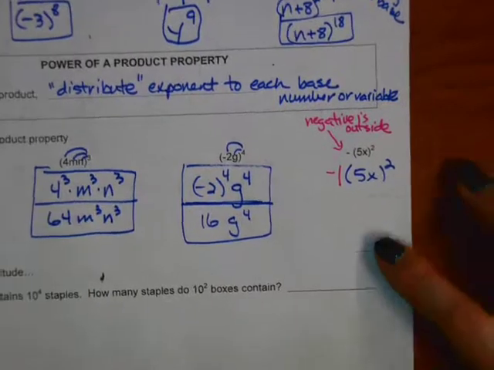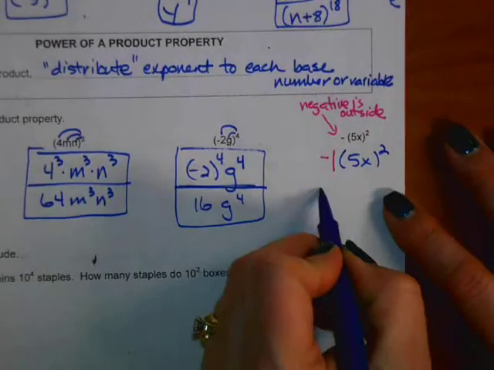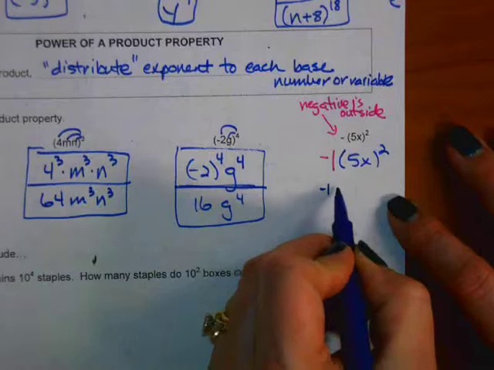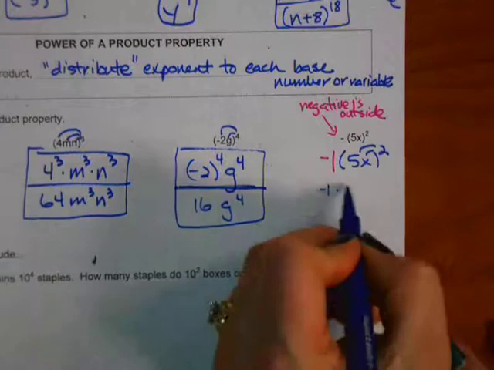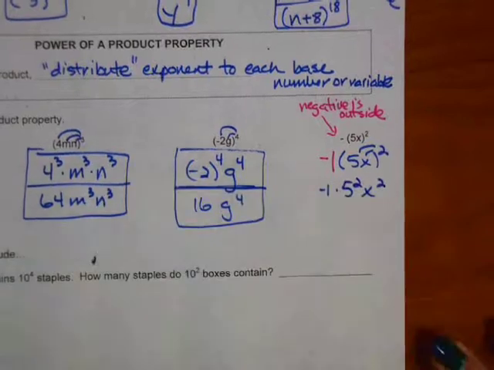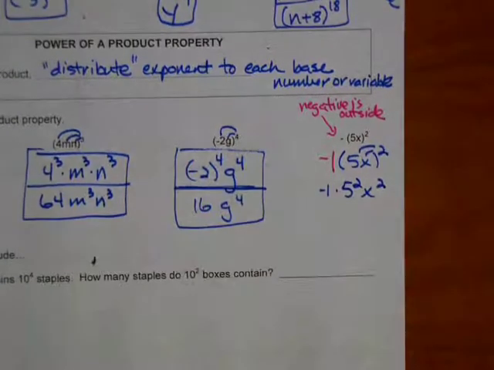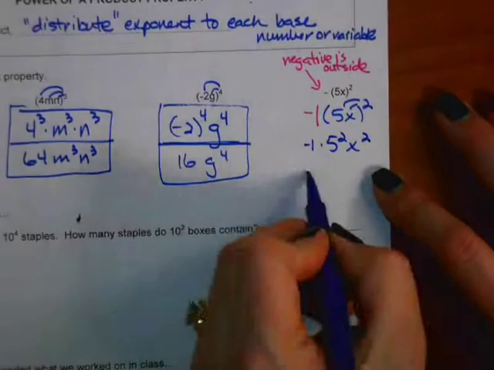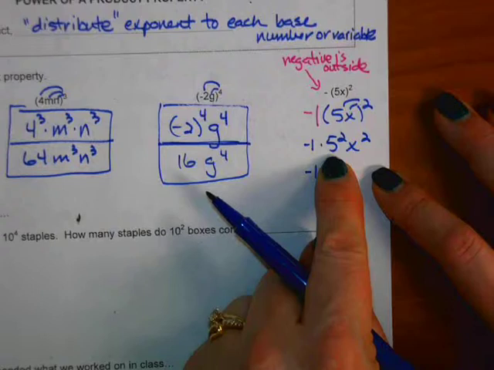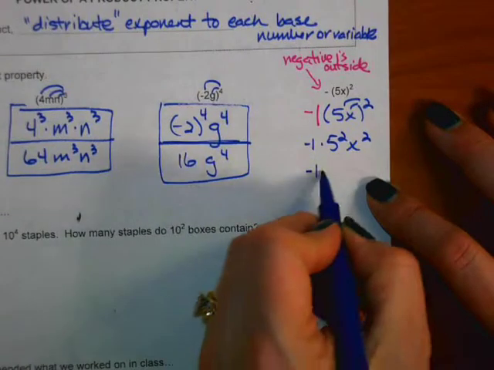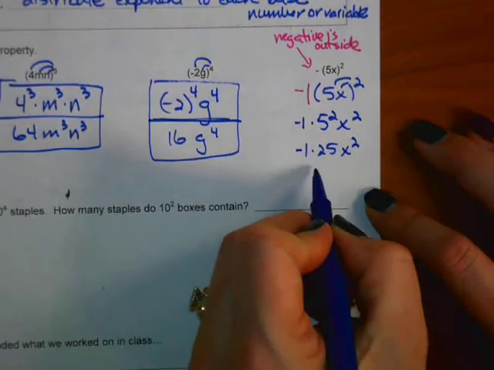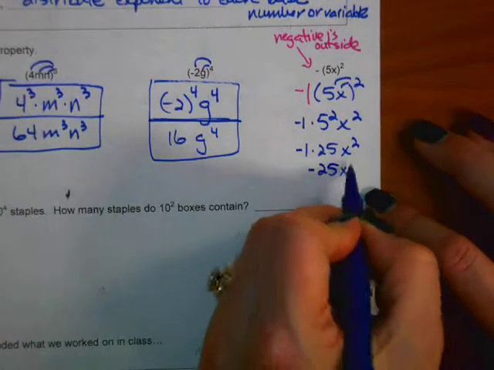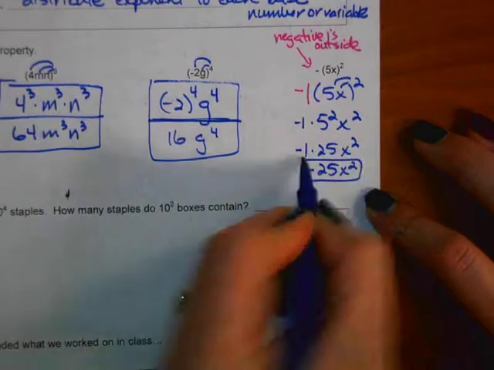So now I'm going to finish this problem. I'm going to leave the negative 1. I'm going to put that squared on both of the things inside the parentheses. 5 squared x squared. Okay, so now I can easily do 5 squared. What's 5 squared? Yeah, if you can easily do it, then do it. And then I can multiply those two, and ultimately my final answer is this.